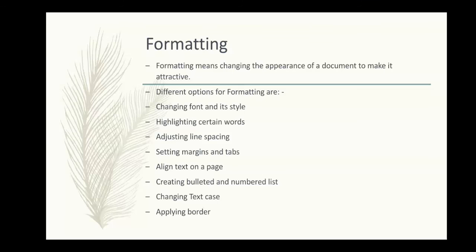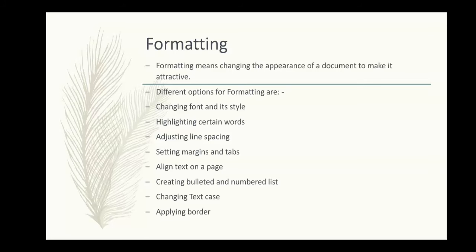Formatting means changing the appearance of a document to make it attractive. We can change its color, size, style, design, everything we can do to make it attractive. There are different options for formatting: changing the font and its style. We also can change the color, and we can change their size. Highlighting certain words: among the given paragraph, we can highlight some words using the given feature to attract the user's attention.